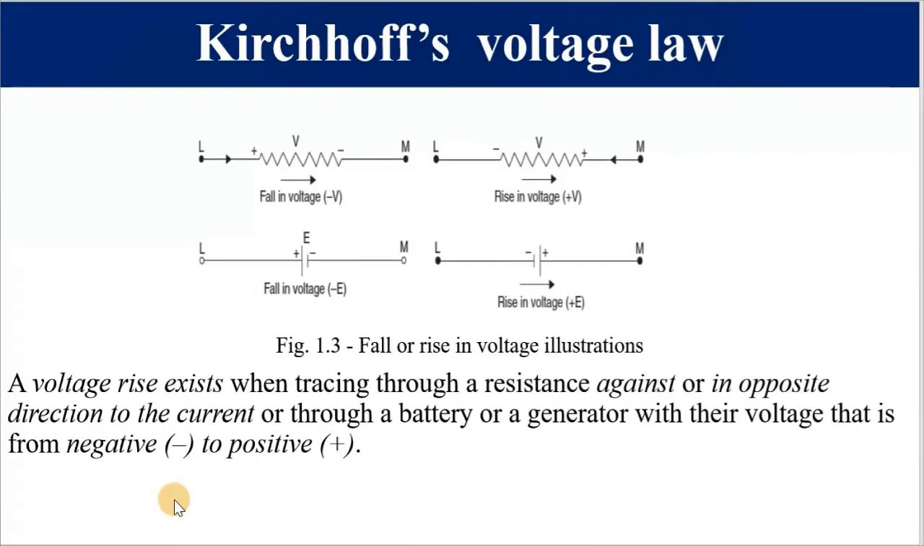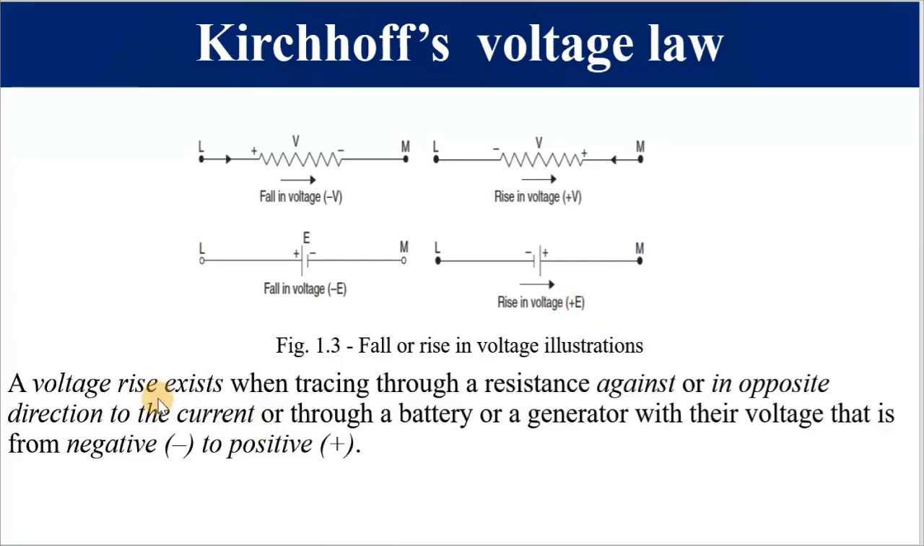An illustration of a potential rise and potential drop. If we move from positive to negative, this is a potential drop or a fall in voltage, hence we assign it a negative sign. And if we move from the negative end of one resistor to the other end, which is positive, then we have a rise in voltage. The same applies to an EMF source. If we move from positive to negative, this is a fall in voltage, and if we move from negative to positive, there is a rise in voltage, hence we give that a positive polarity.